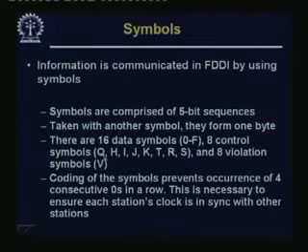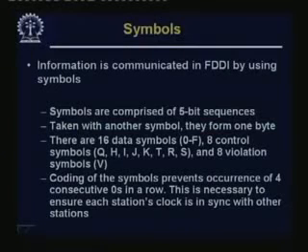The control symbols are called Q, H, I, J, K, etc. That is not important. Coding the symbols prevents occurrence of 4 consecutive zeros in a row. This is necessary to ensure each station's clock is in sync with the other station. The transitions that take place when you go from a 0 to a 1, that transition edge is used for synchronizing the clocks. This is a very common method of synchronization. That is why we have the codes in such a manner, so that we do not have a long string of zeros, because then the synchronization may drift.